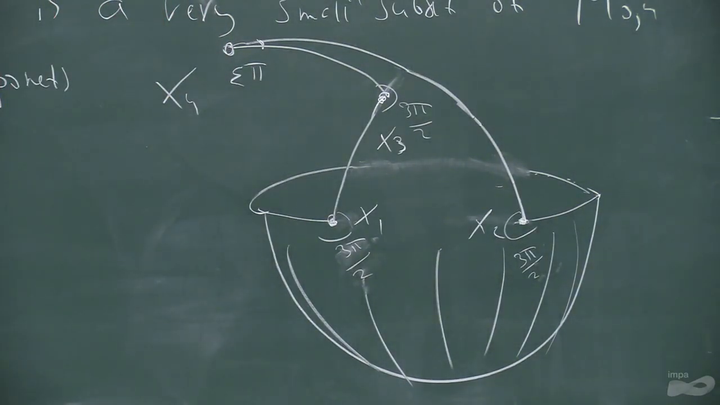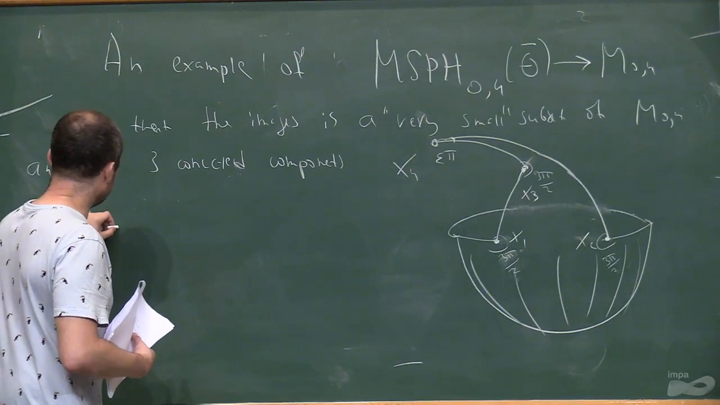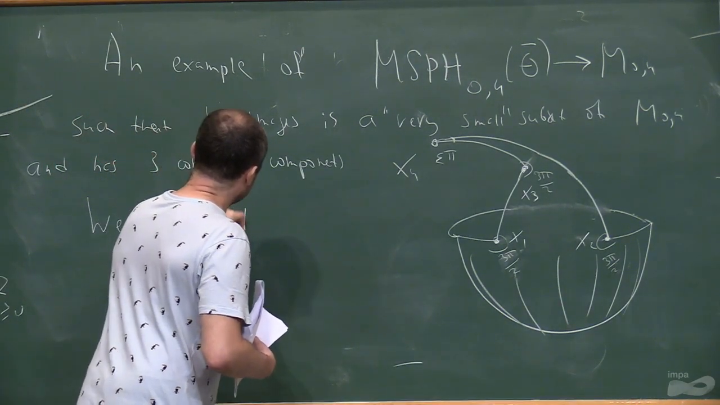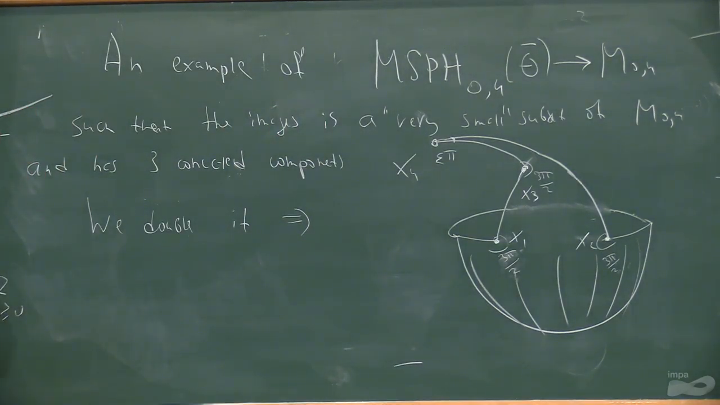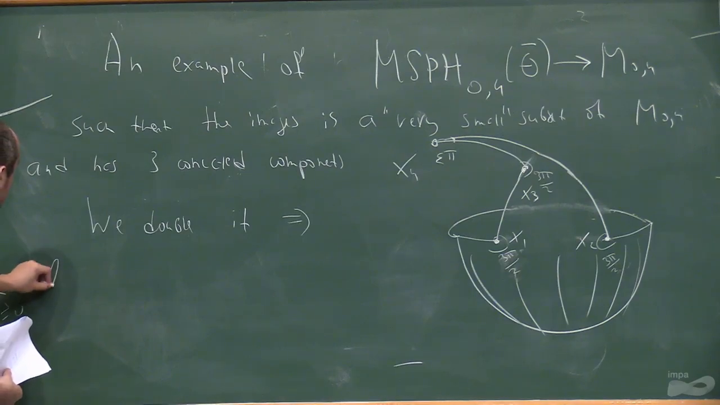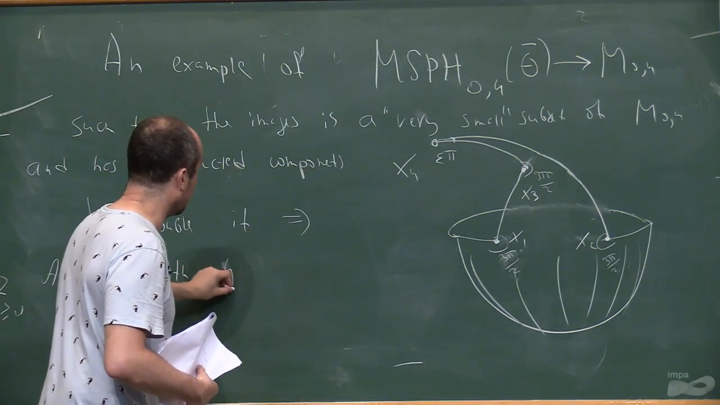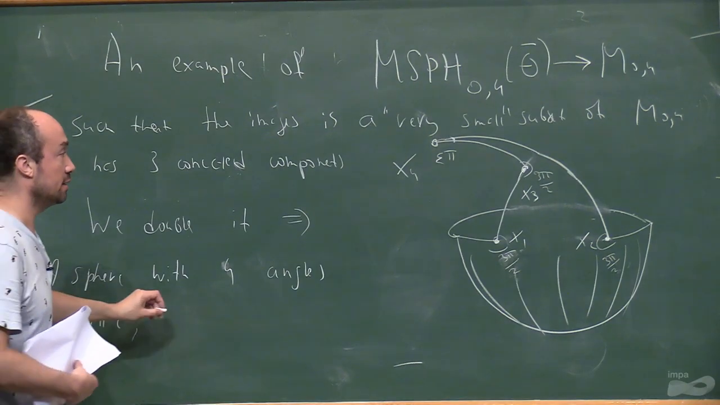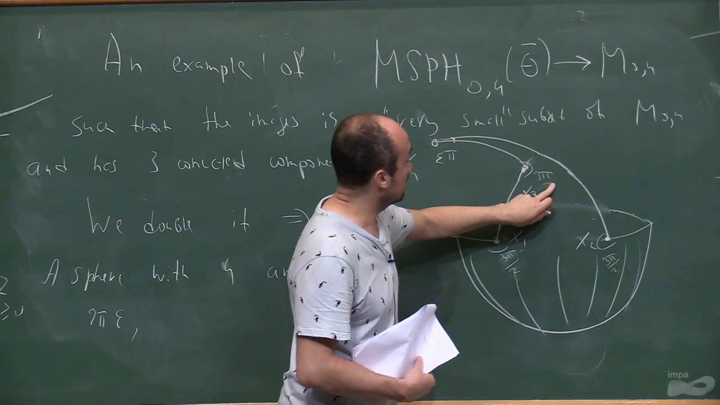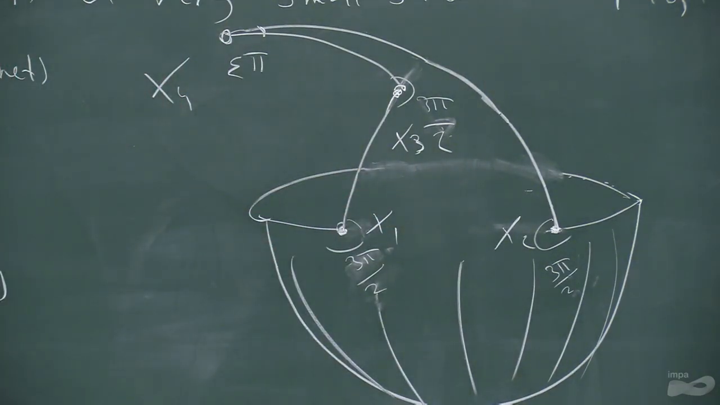Okay. So now, what do I do? I take this quadrilateral and glue it to itself. So we double it. Just take two copies and glue them together. And as a result, we get a sphere with four conical angles, which are 2 pi epsilon, and then, this was not 3 pi divided by 2, but 3 pi divided by 2, correct, yeah. With three angles, 3 pi.